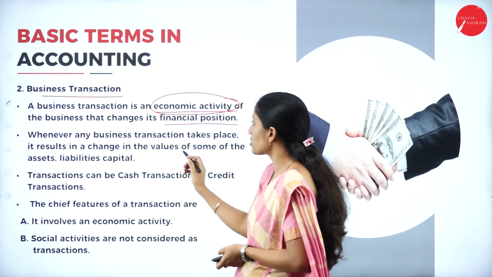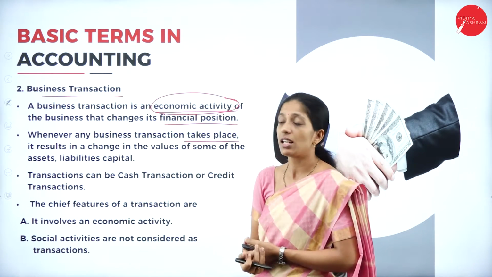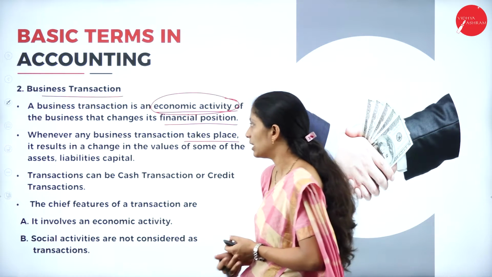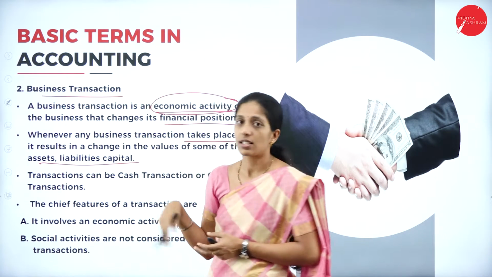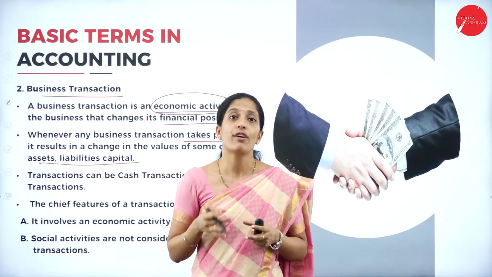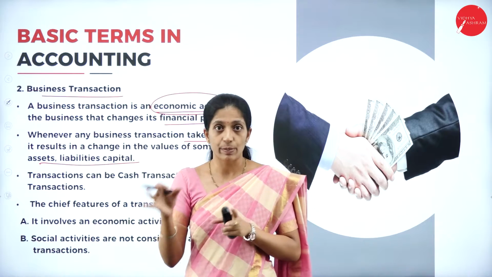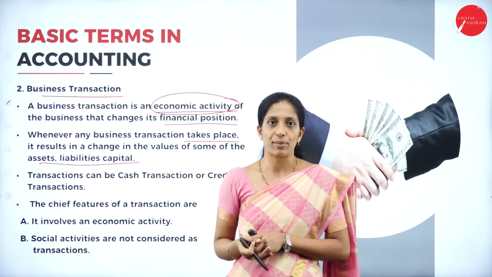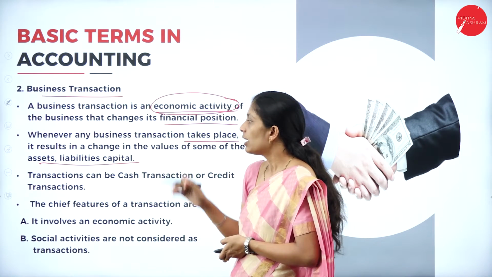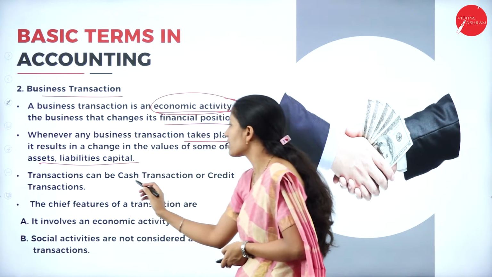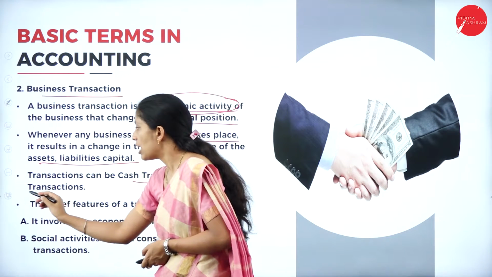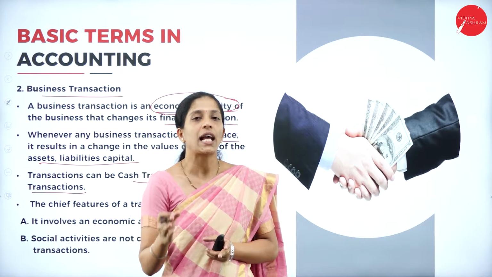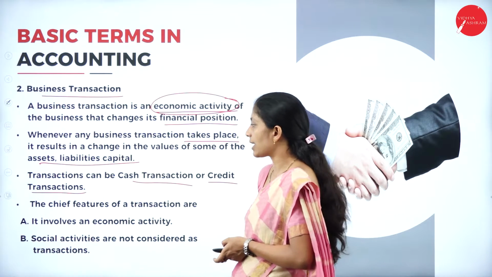So, whenever a business transaction takes place, it results in a change in the value of some of the assets, liabilities, capital. So, here what are the changes? Whenever we undertake any of the activities in the business, that is business activity, there may be changes in assets, liabilities and capital of the organization. Transactions can be cash transaction or credit transaction. So, there are mainly two types of business transactions in accounting. They are cash transactions as well as credit transactions.